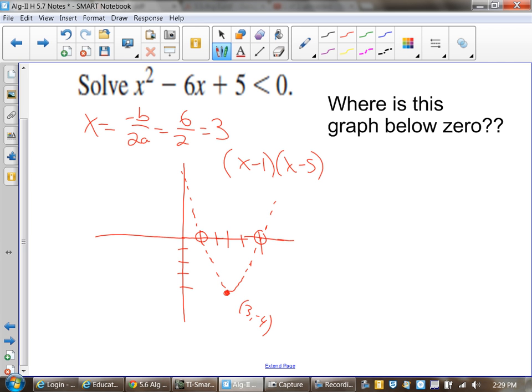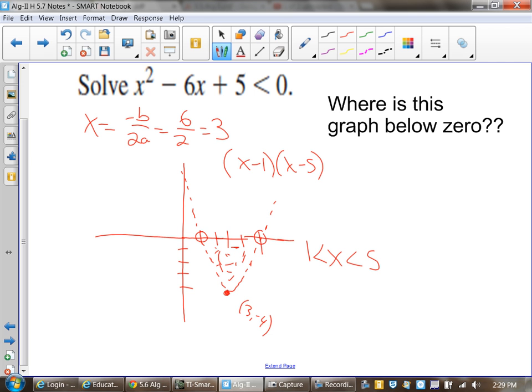It's below 0 in here, right? All in here is all below 0? What values of x is it below 0? Oh, it's just 1 and 5. This is below 0 when x is bigger than 1, but smaller than 5.